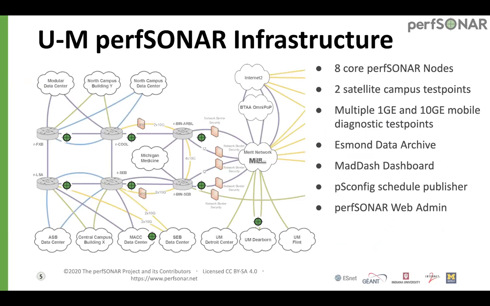So at the University of Michigan, when I first started at the perfSONAR project a few years ago, we had a bunch of existing infrastructure, and since then we've only gotten more. We have core perfSONAR nodes near our main routers. We have 2 satellite campuses that have test points. We have multiple 1G and 10G mobile test points. So we provision them in temporary places in the field when we have trouble reports.